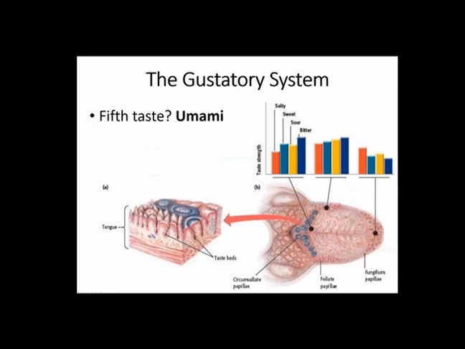For the most part, we have, at least they think, 4 different tastes that we can distinguish between: salty, sweet, sour, and bitter. That has been long established, but in more recent years, we have some evidence for a 5th taste, which is called umami.